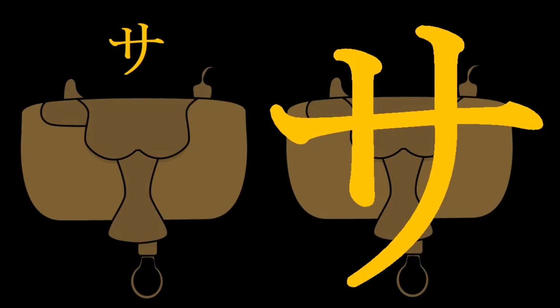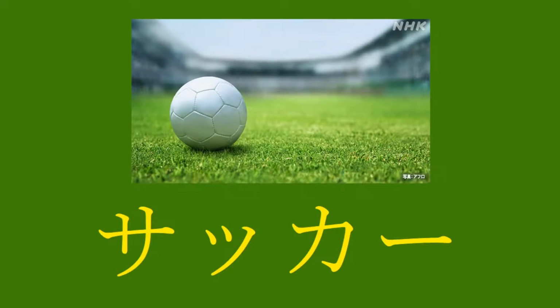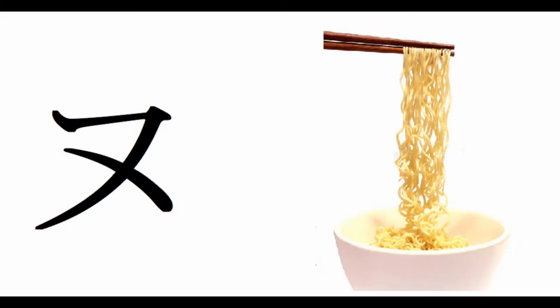The kana for sa looks like a saddle, with the bottom curve being the stirrups, and the protrusions at the top being the pommel and cantle. And remember that in hiragana, the small tsu kana can change the pronunciation of a word, making a slight pause and putting a slight emphasis on the following consonant. The same is true for katakana. So what is this word? Soccer.